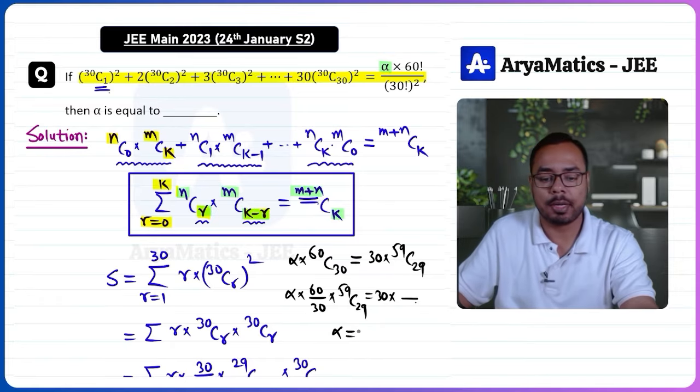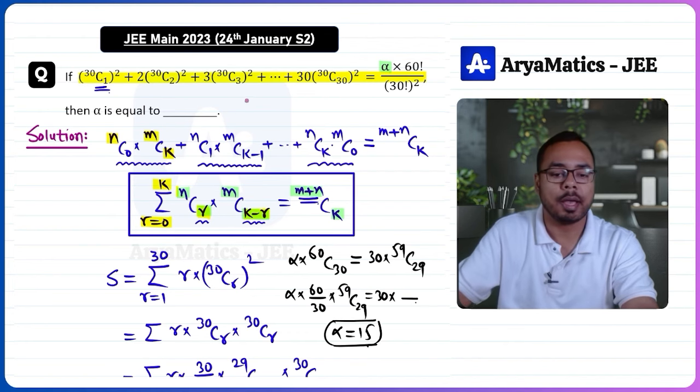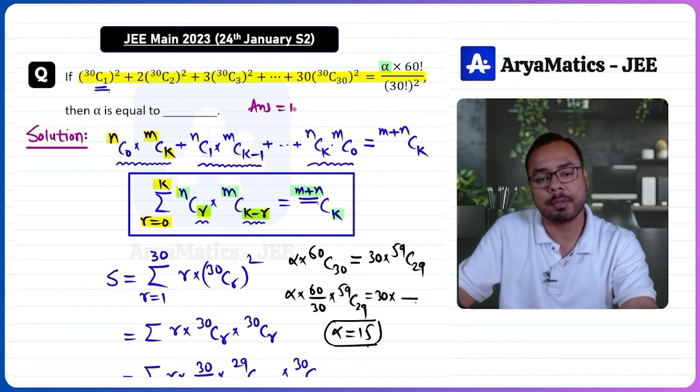I mean, this is 2. So 30 by 2, that will be 15, right? So this should be the value of alpha. And therefore, the correct answer for this problem will be 15.